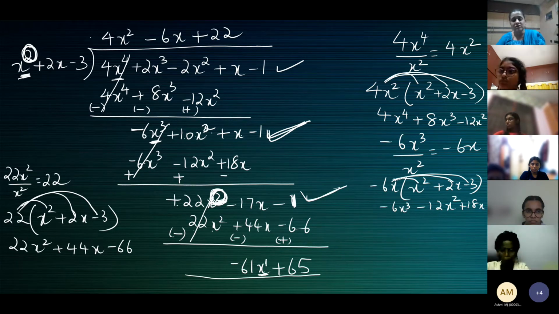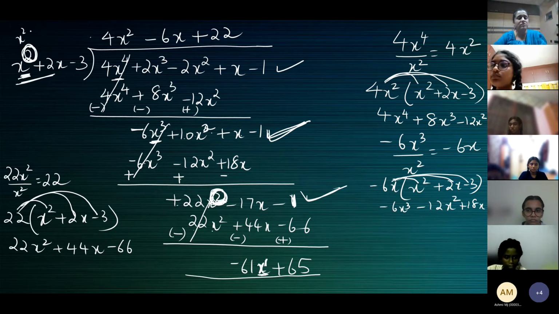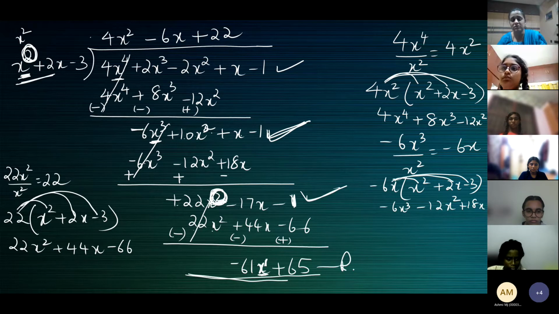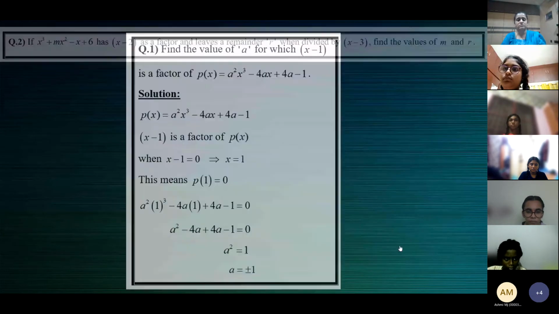Now here you see x is raised to the power 1, degree is 1. But in the divisor, x is raised to the power 2, the degree is 2. Remainder degree has gone less than the degree of the divisor. So the division ends here, which means this is the remainder.